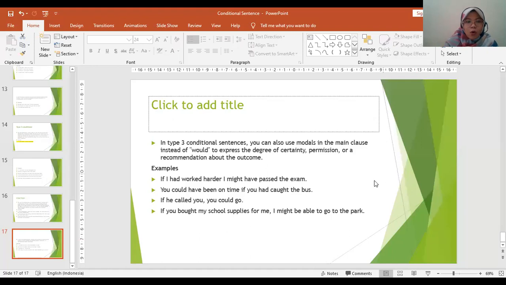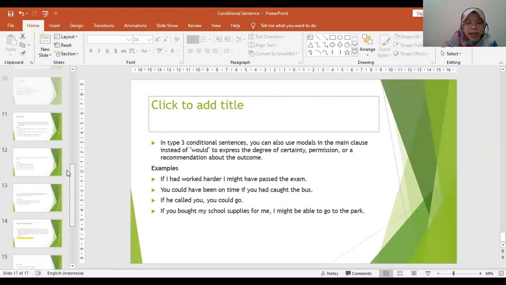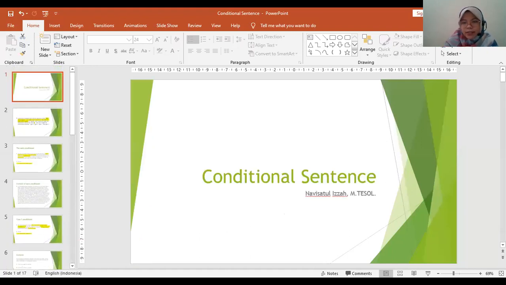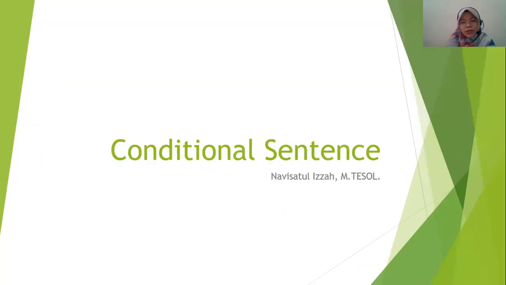So these are all the explanations about the four types of conditional sentence from type 0 to type 3. If you have any question, you can post in the online discussion forum, and you can also ask me by email and WhatsApp anytime.